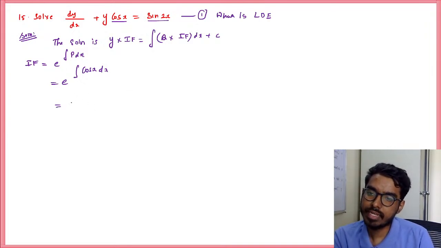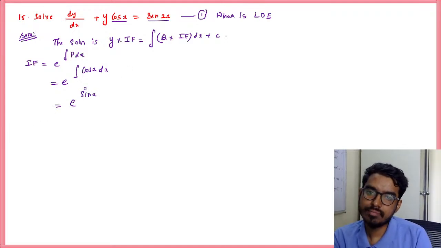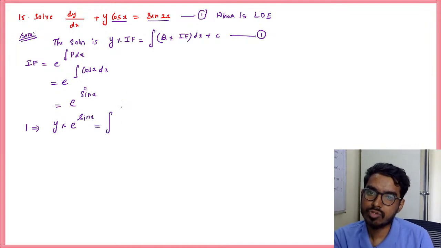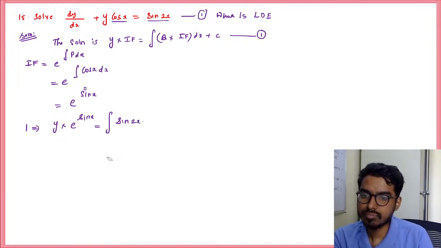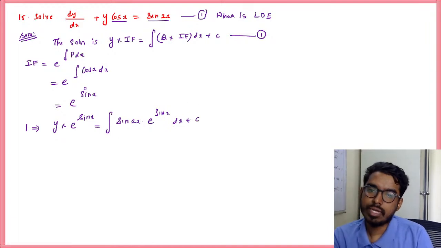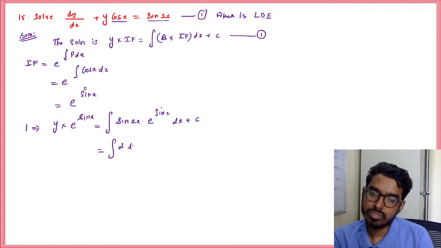Integration of cos x is sin x. So e power sin x is your integrating factor. So y into integrating factor is equal to integration of q into integrating factor dx plus c, right? Again, I can write this sin 2x as 2 sin x cos x. So this is 2 sin x cos x e power sin x dx plus c.